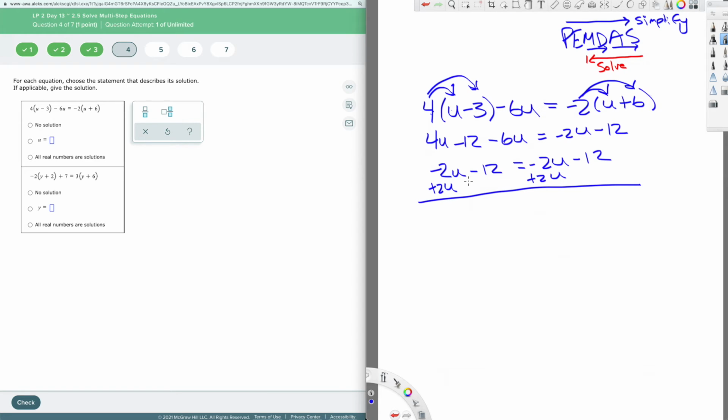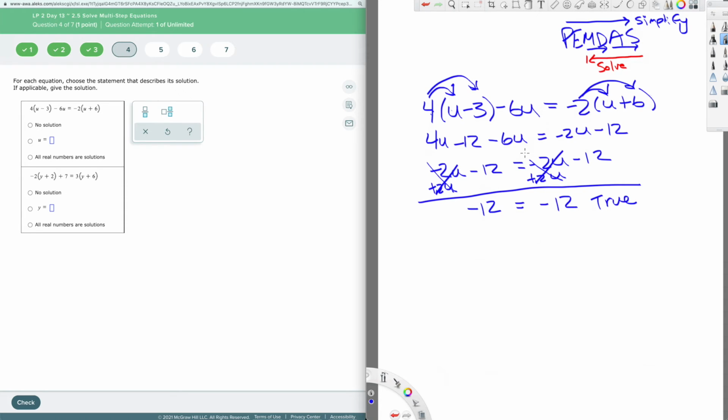Well, negative 2u plus 2u, those are opposites. We subtract, and they go away. I'd have negative 12 equals negative 2u plus 2u, again cancels, and I'd have negative 12. So I end up with negative 12 equals negative 12. Well, that's true. Negative 12 does equal negative 12. It's just a little bit funny. The variables canceled. So as soon as I notice that they are identical on the sides, and they have to be identical, not even a little different.